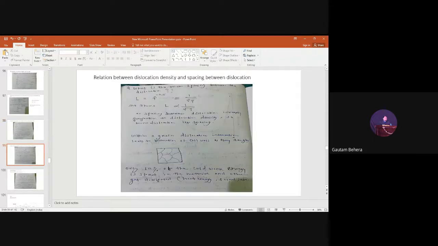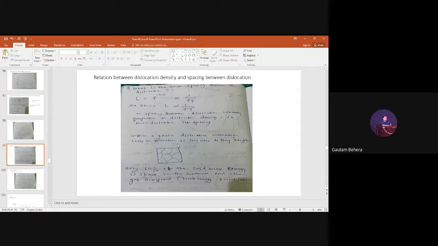Next, this is a very interesting point again. There is a relationship between L and dislocation density. L is nothing but the space between two dislocations, and rho is the dislocation density. I can write it as 1 by square root of dislocation density, so L is inversely proportional to the square root of dislocation density. If the dislocation density is higher, what happens to the spacing? It will be less. If the spacing is less, obviously the strength will increase after some time.